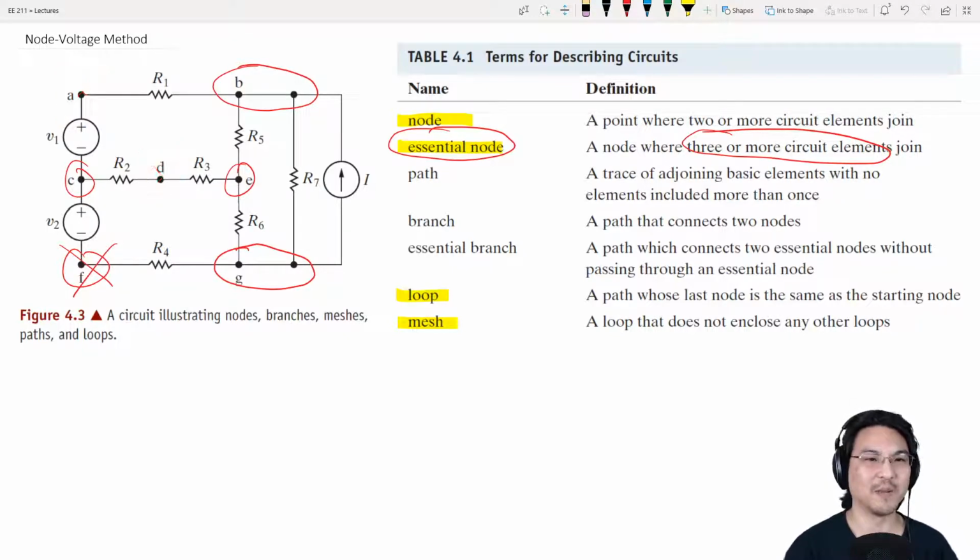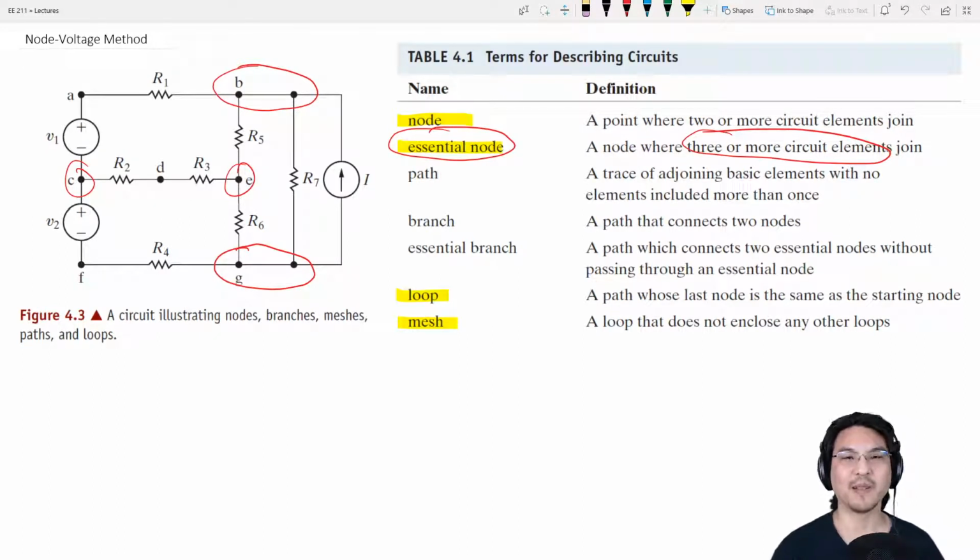So let me get rid of the ones that are not essential. This circuit has 4 essential nodes. And my claim is, if you can calculate the voltages at the essential nodes, you can solve for everything in the circuit, the voltage across everything, the current everywhere.